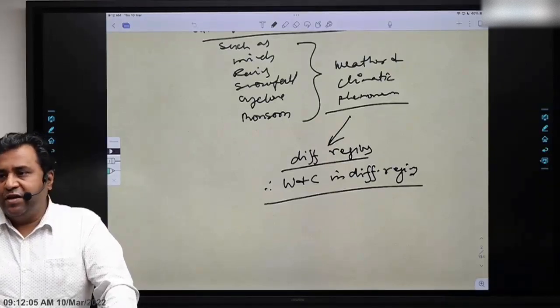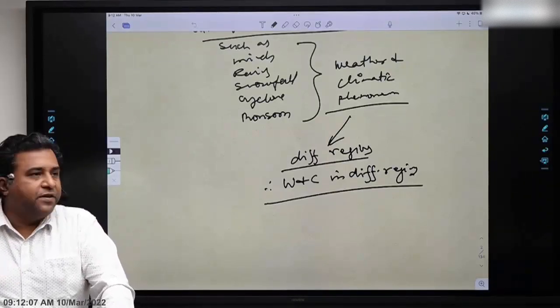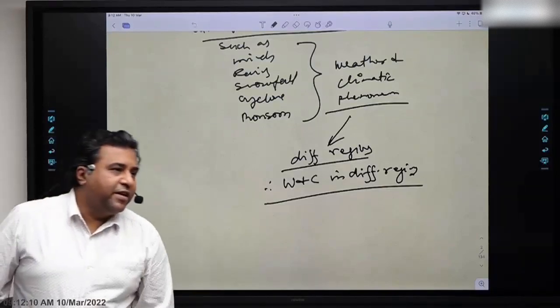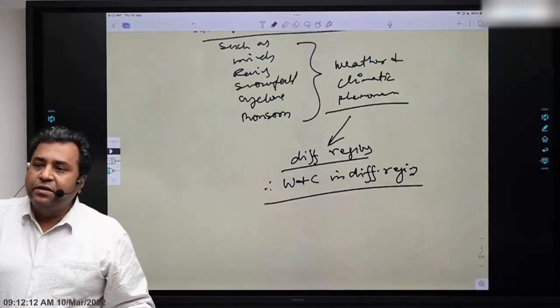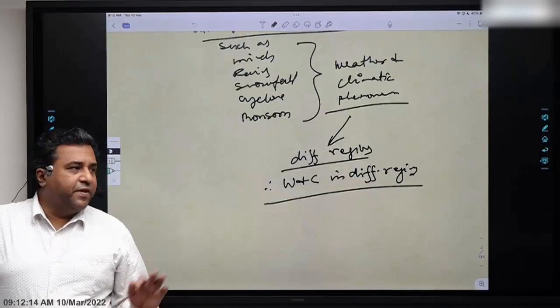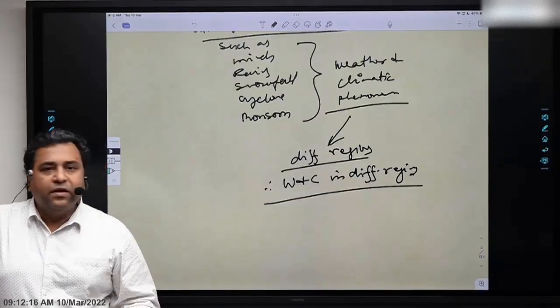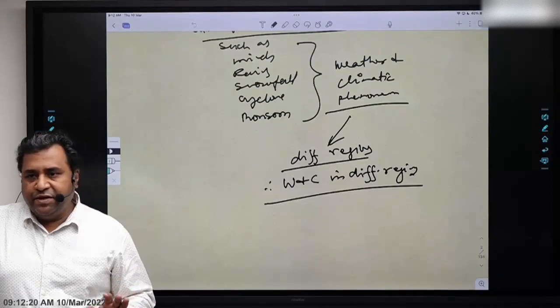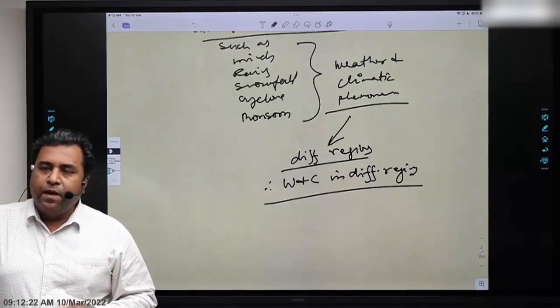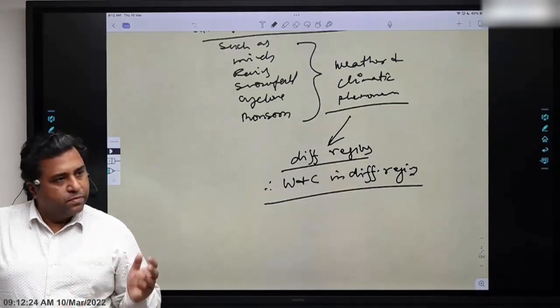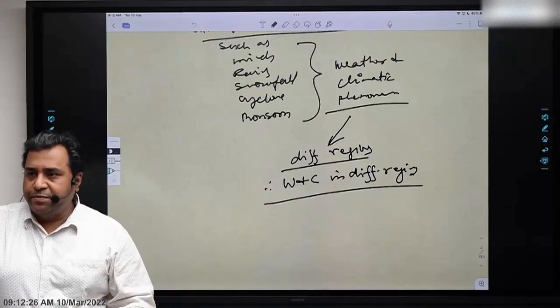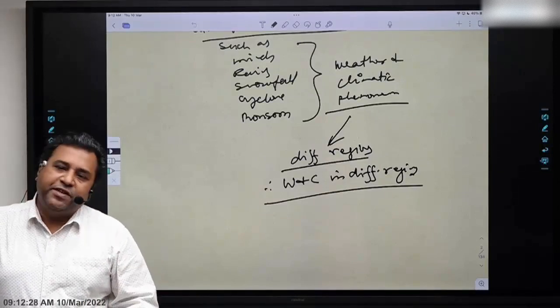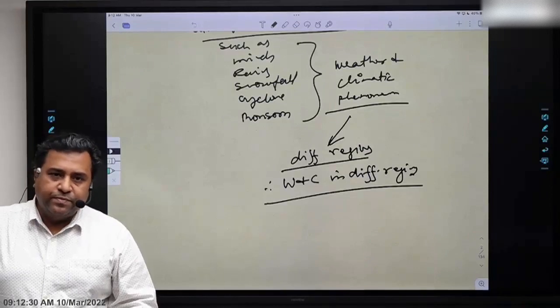So weather and climate, and this way we understand that in different regions of the earth there will be different types of weather and climate. Okay, this is how we come to know of the world weather and climate, right? And once we are done with this much, along with the vegetation, that's it. This is the climate thing. So this much we need to do in climate. Is that okay? Okay.